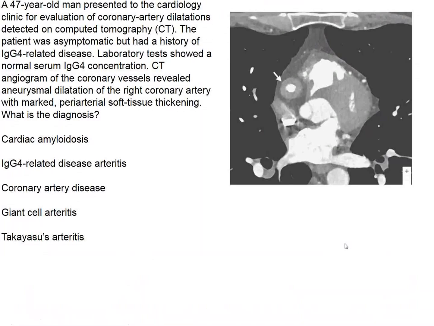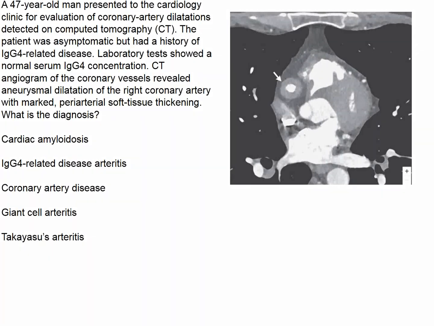The English version. The image that we see here in the New England Journal is a computerized tomograph showing the coronary arteries in a 47-year-old man who presented to the cardiac clinic for... he doesn't even have any symptoms, this person, but he has a past history of IgG4 related disease. This is apparently an incidental finding, I suppose. At any rate, we're asked what it is.